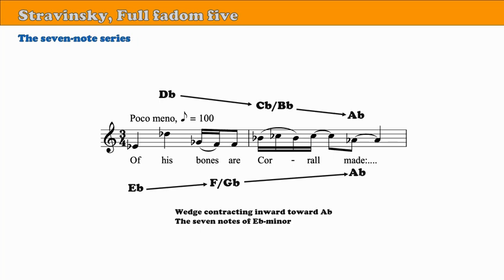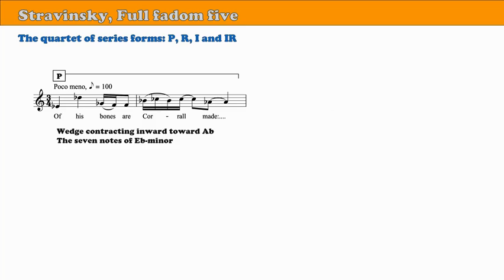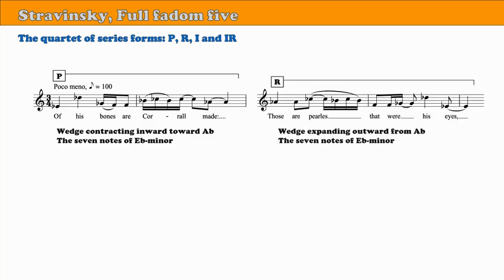The 7-note series arranges the notes of E-flat minor into a converging wedge. The melody wedges inward toward its concluding note, A-flat. The melody is thus audibly symmetrical around A-flat. If the P form wedges inward toward A-flat, then the retrograde will have the same 7 notes, now arranged as an expanding wedge, wedging outward from A-flat.